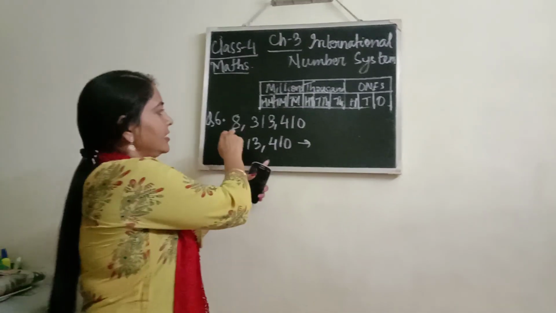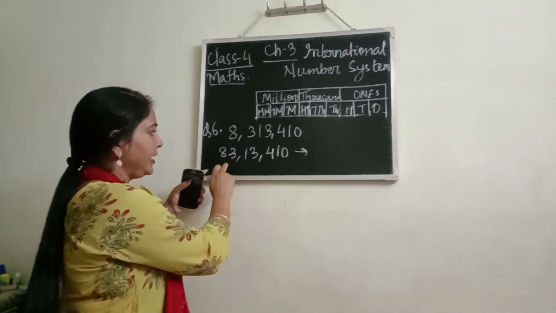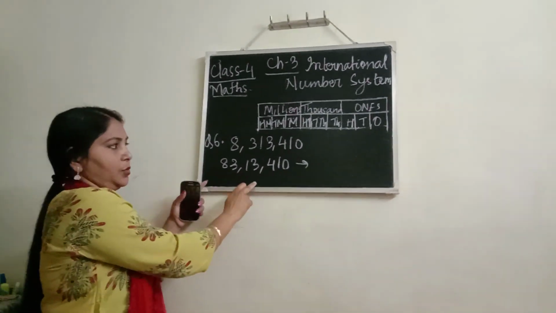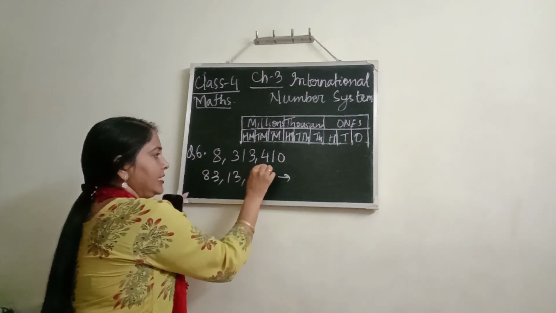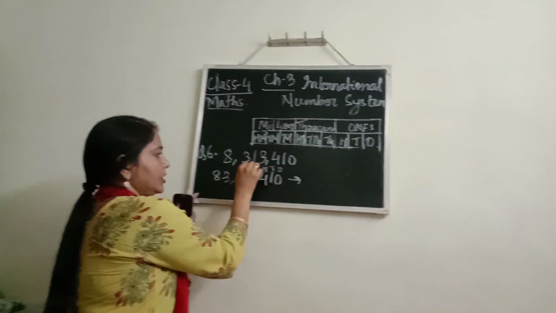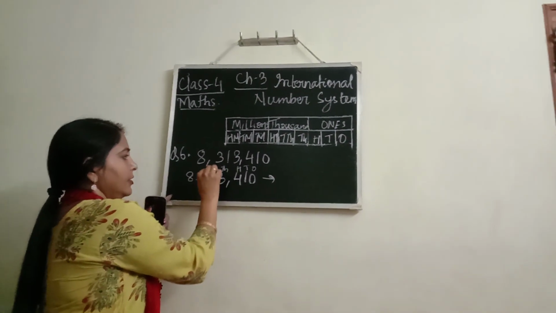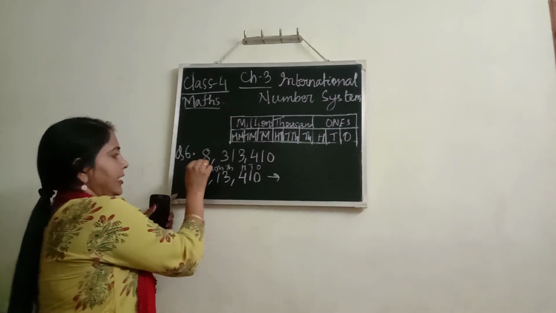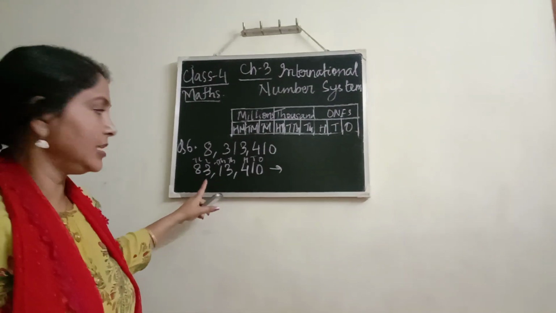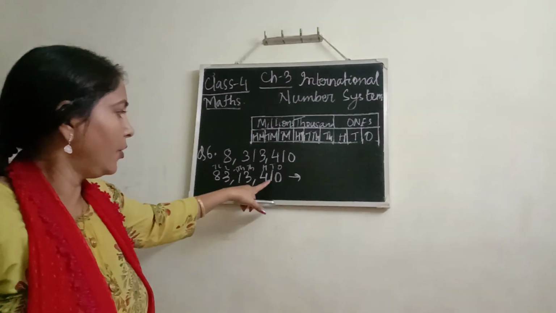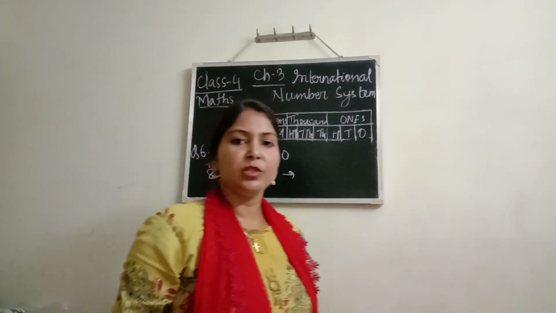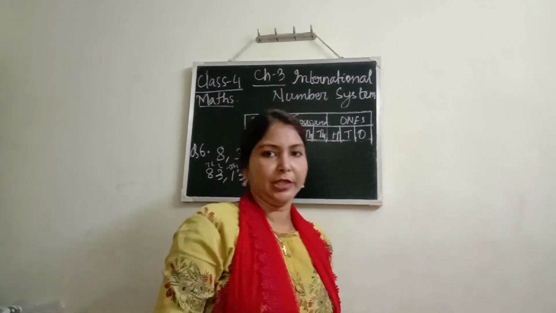So when we write the international number system in the Indian number system, we write in this way. You see here, how do we read? Ones, tens, hundreds, thousands, ten thousands, lakhs and ten lakhs. So how do we read this number? 83 lakhs, 13,410. So in this way you will do the rest of the questions also.